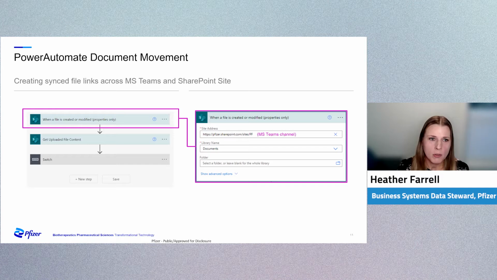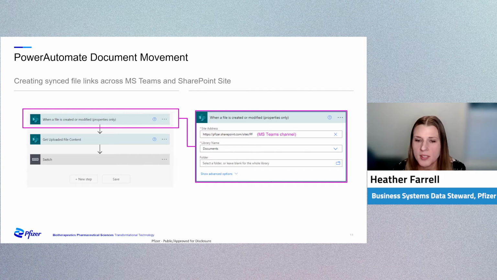Really what we did is we created synced file links across the Microsoft Teams and the project SharePoint site. So I'm going to go through the steps just because if anyone's ever worked in Power Automate and is familiar, the defined details really matter. So the first thing you need to do when you create a workflow is to set a trigger. So our trigger is when a file is created or modified in the Microsoft Teams channel.